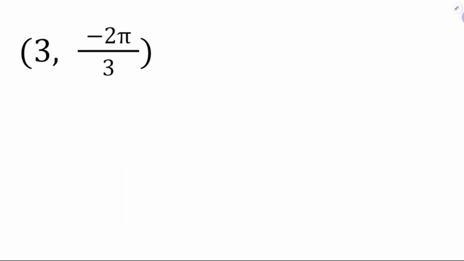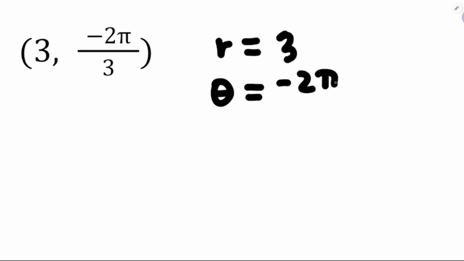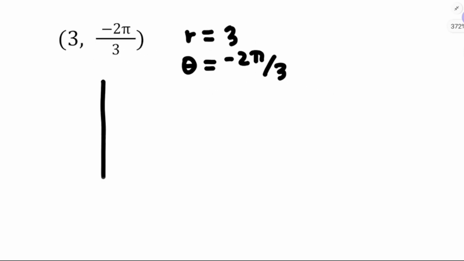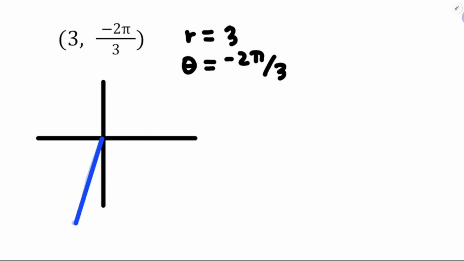This is one that doesn't have a negative r value, but it does have a negative theta, so theta is -2 pi over 3. Then I will sketch an xy plane. We know where theta equals -2 pi over 3 is. That would be kind of down here, maybe. And 3 units away, so that would be 1, 2, 3. And the point would be right there, somewhere in the third quadrant down. That's as good of a sketch as we've got without a grid.